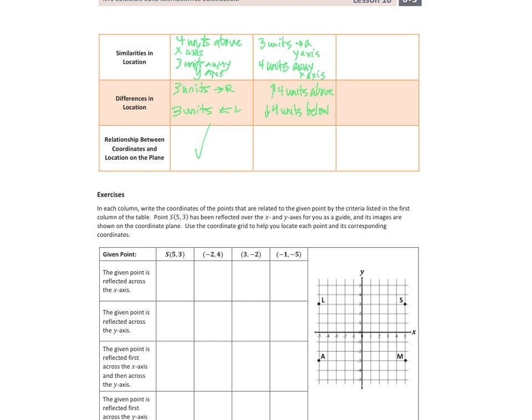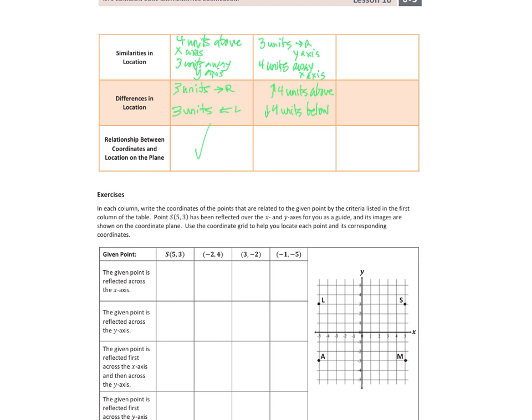Okay, and then when we have the relationship between the coordinates and location on the plane, the y-coordinates are opposite numbers, so the 4 and the negative 4. And they're opposites, but they also, don't forget, have the same absolute value because they're the same distance from the x-axis. Let's go over to 3, 4, negative 3, negative 4.